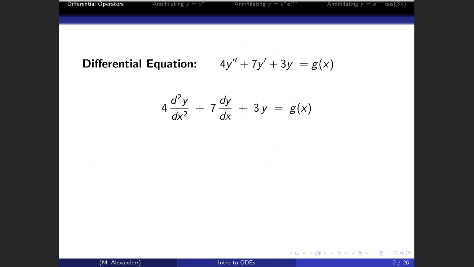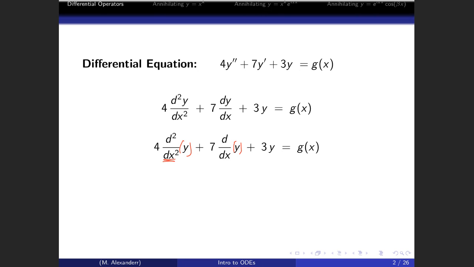The first thing that we need to do is rewrite the equation. Instead of using the prime notation, we're going to use the Leibniz notation, which just means this other notation with the dy dx and then d squared y dx squared. This means the second derivative and the first derivative. And what we're going to do in the next step is peel off the y from the operators, from the differentiation. But they mean the same thing.